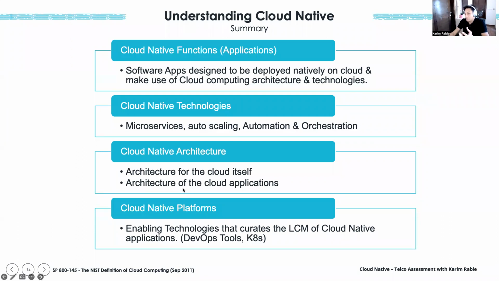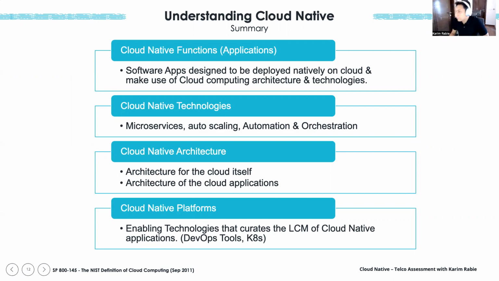Some professionals use it to describe the architecture of the cloud itself. When they say that the cloud is a cloud native architecture, this means that it provides capabilities like PaaS services, platform as a service, that ease the lifecycle management of the cloud native applications. So some professionals use cloud native as a term for the cloud native architecture of the cloud itself.